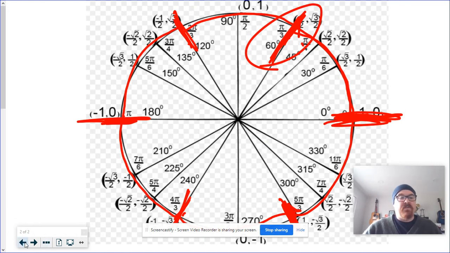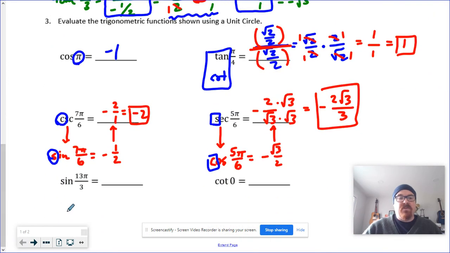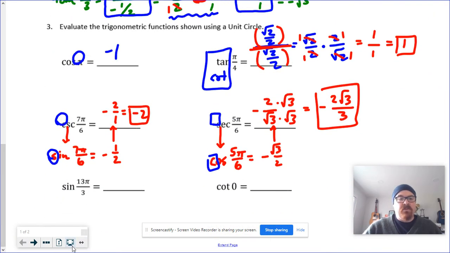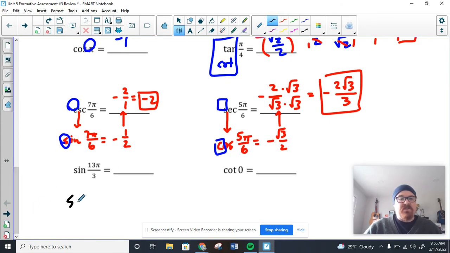Okay, so for evaluating sine, now that we know that 13 pi over 3 and 1 pi over 3 are essentially the same because they're coterminal, we're just going to do the sine of pi over 3, which is the y coordinate. That's it. Radical 3 over 2.